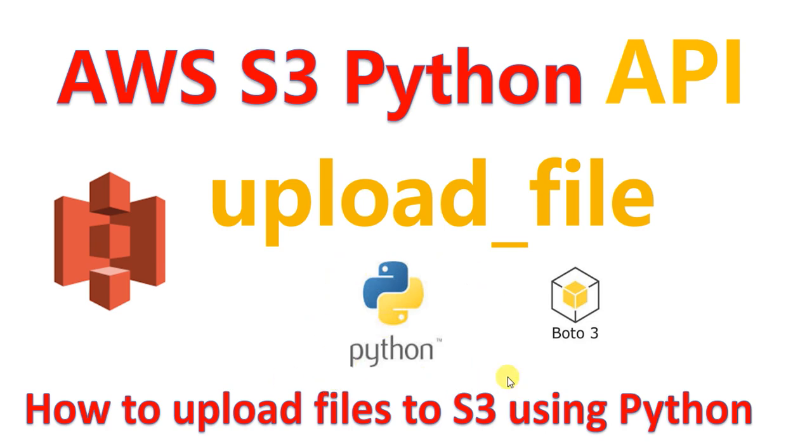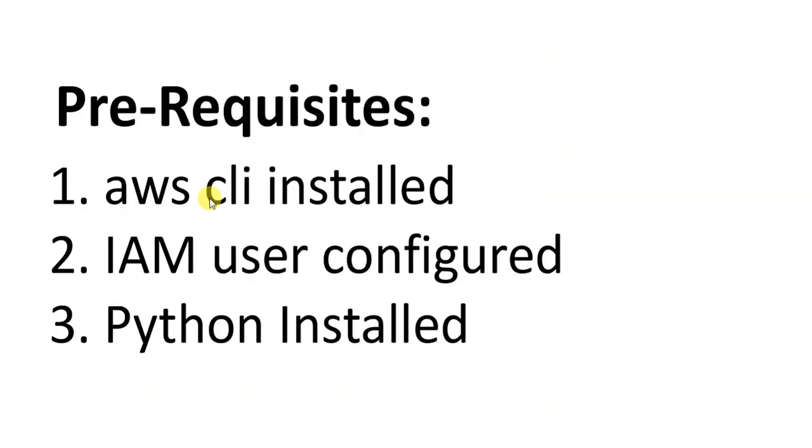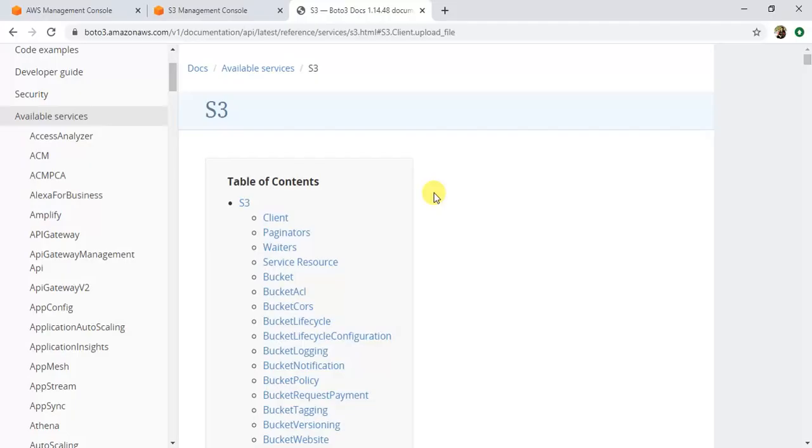To be able to run this program, you need to have a couple of things installed, like AWS CLI, and you need to have the IAM user configured on your machine. If you have not already done that, I have a step-by-step explanation in another video. You can follow that video and get this setup done. I'm going to place a link to that video here. So let's get started and write the code to upload a file from our machine to S3.